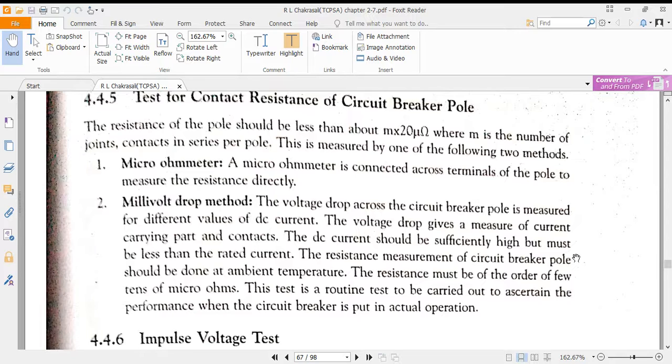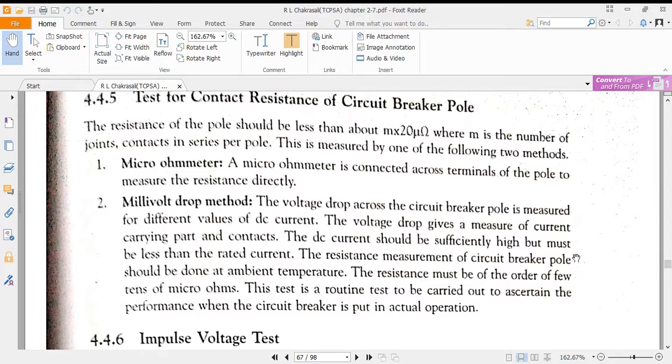It cannot be zero for practical reasons. It should be as minimum as possible because we are using the pole contacts as the path for electricity. So the resistance of the pole should be as low as about 20 micro ohm, which is very, very small, multiplied by m, where m is the number of joints, contacts in series per pole.